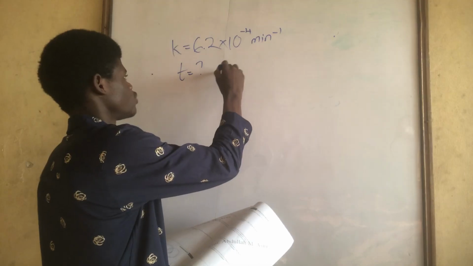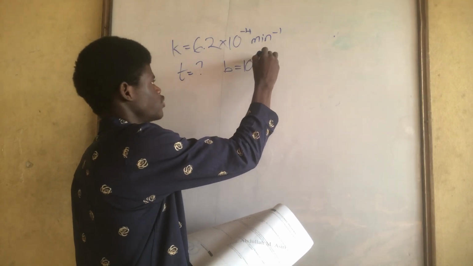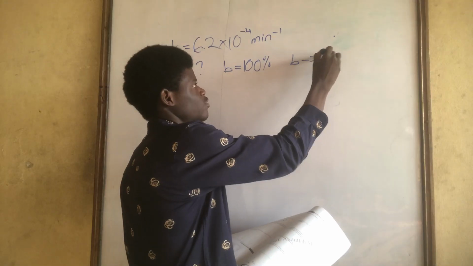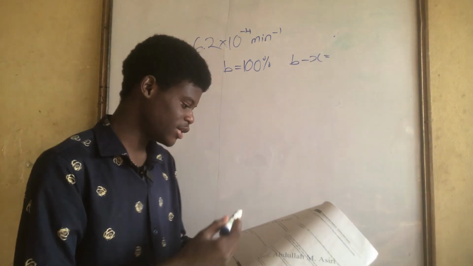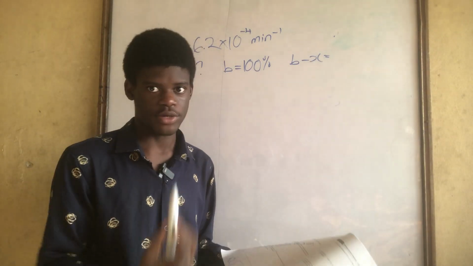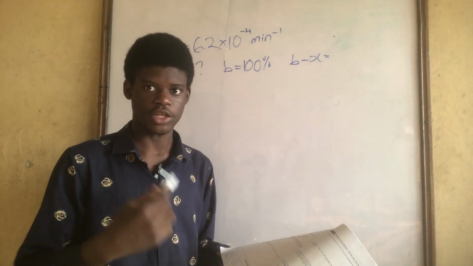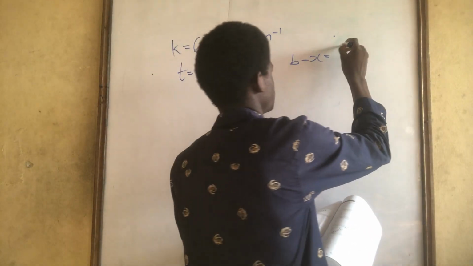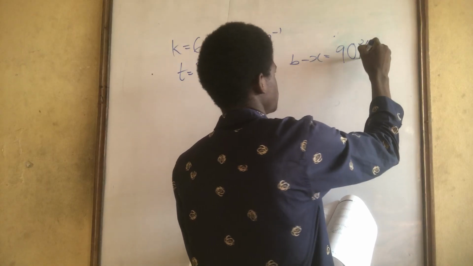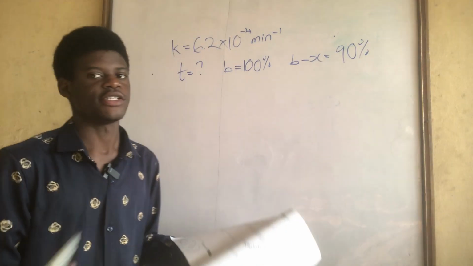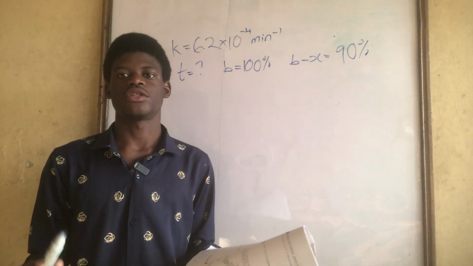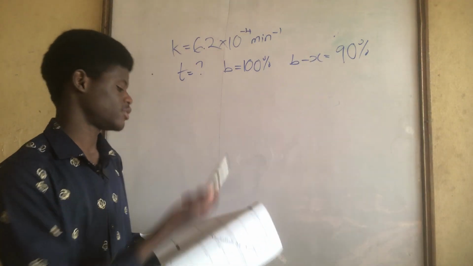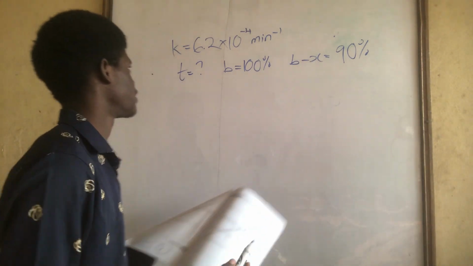So the initial concentration will be 100. The initial concentration is always 100%. Now, what is the final concentration? They said 10% of cyclopropane has isomerized, so the final concentration will be 90%. That's just 100 minus 10. The final concentration is always the initial concentration minus what has been used. What has been used is 10%, so it's going to be 90%. So let's solve for time.